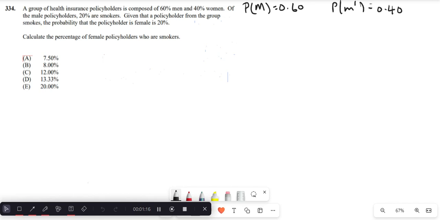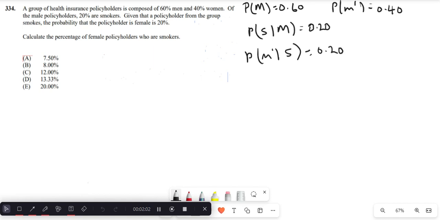Alright? And they say of the male policyholders, 20% are smokers. So given that a person is a male, the probability that he smokes is 20%. Given that a policyholder from the group smokes, the probability that the policyholder is female is 20%.